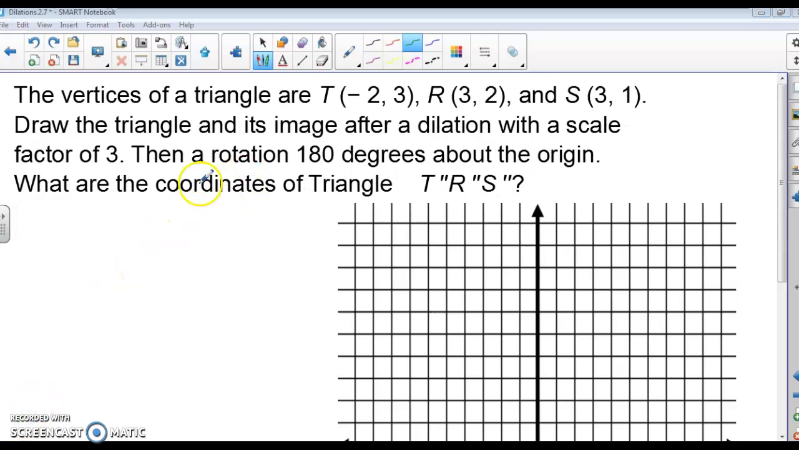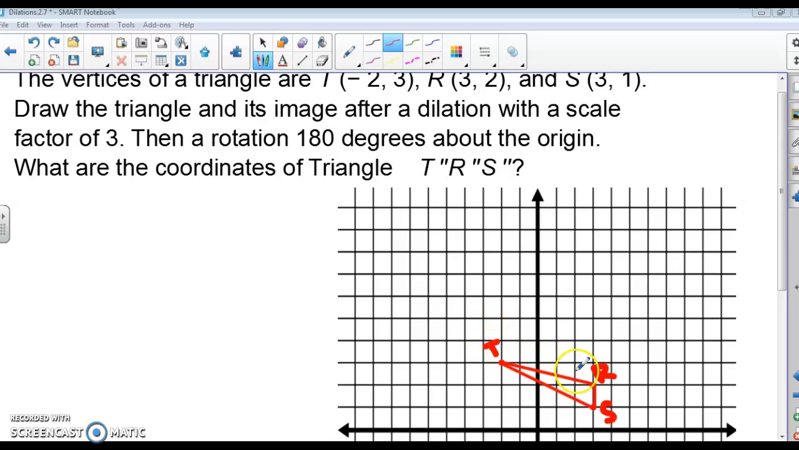Alright, for this problem here, we're going to graph the triangle TRS, because it says to draw the triangle and its image after a dilation with a scale factor of 3, then a rotation 180 degrees about the origin. What are the coordinates of the triangle T double prime, R double prime, S double prime? I'm going to go ahead and graph this triangle, and if you have this printed, you can do the same. I'll probably just pause it so you don't have to painfully watch me draw the triangle.